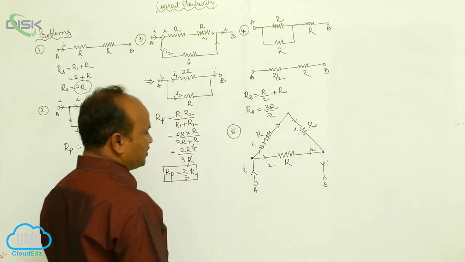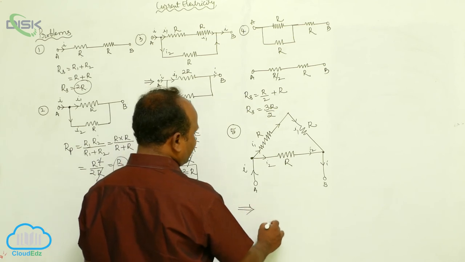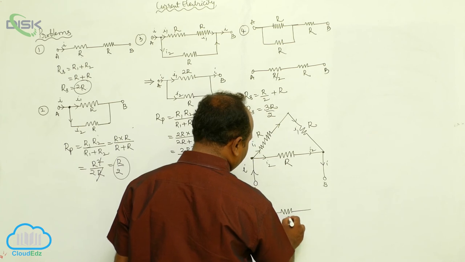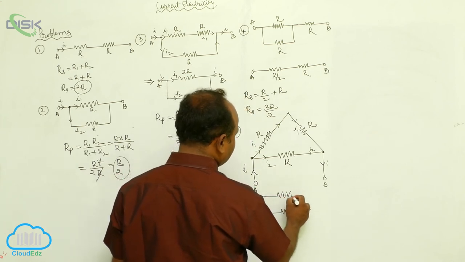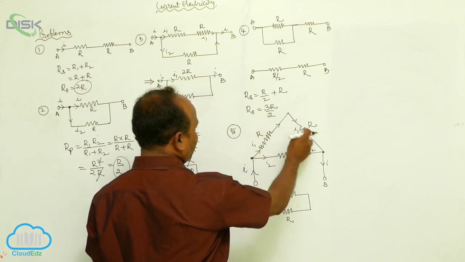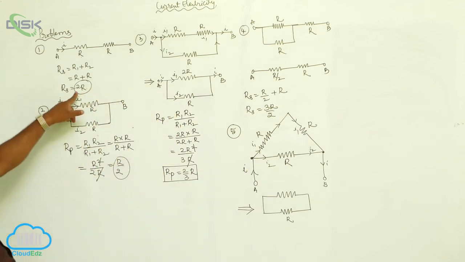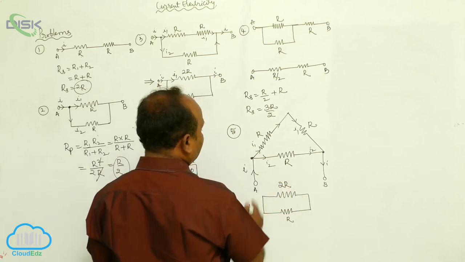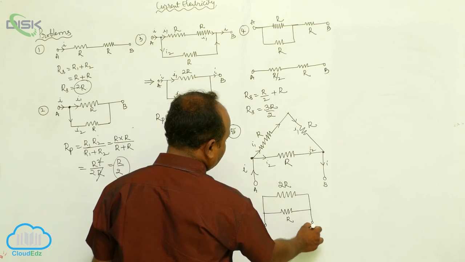Therefore, by observing these two, this circuit may be rearranged like this. Now this is called R, R. Here these two are arranged in series. Two equal resistances are connected in series. Therefore, this will become 2R. Now this is the terminal A. This is the terminal B.